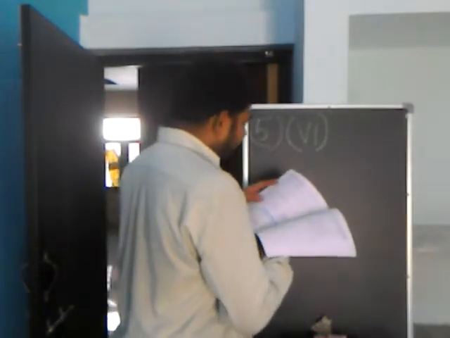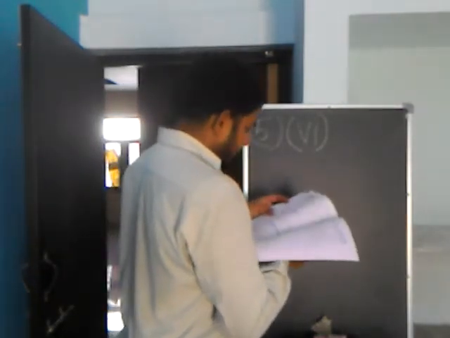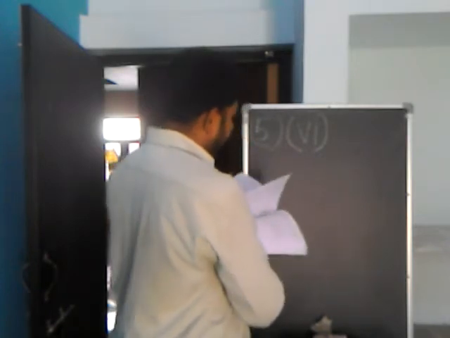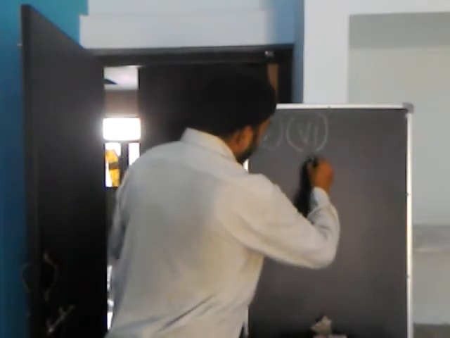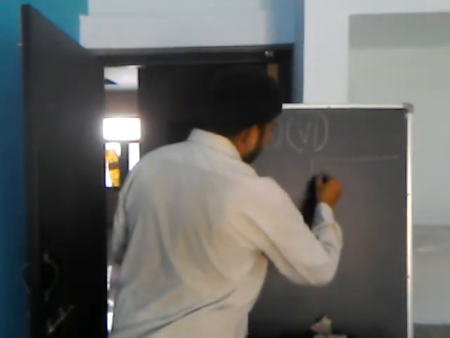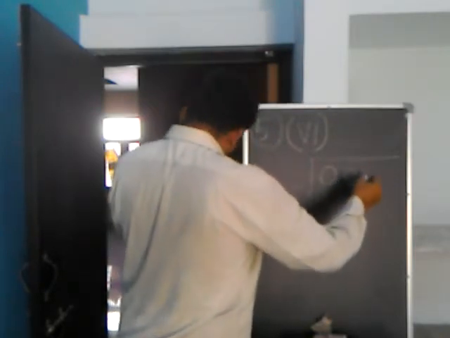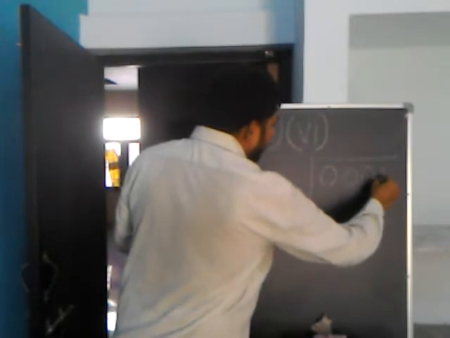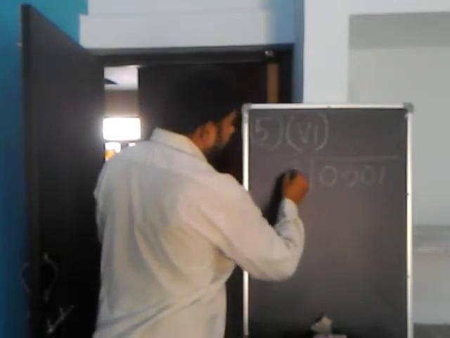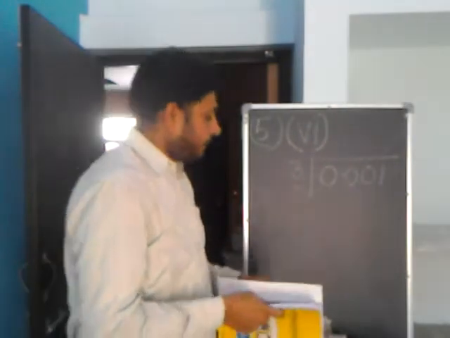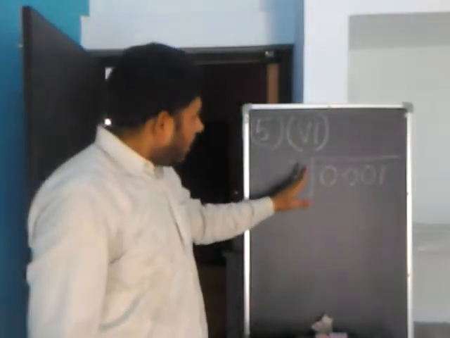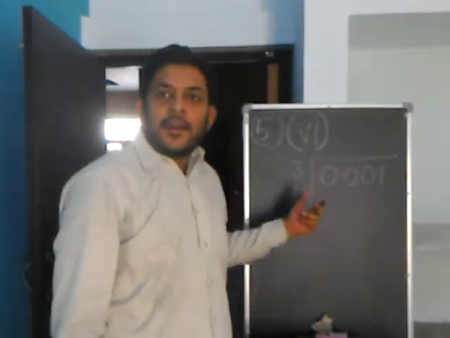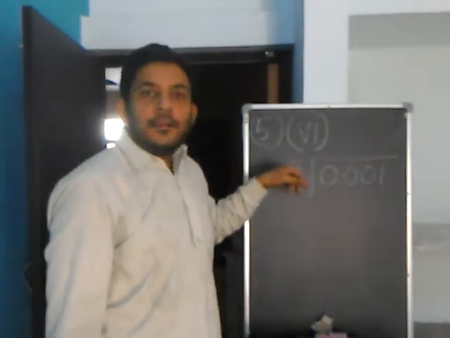What is the question? Here is the question: the cube root of 0.001, with a 3 written outside the square root sign. We have to simplify this. Outside of this square root sign, we are having 3.